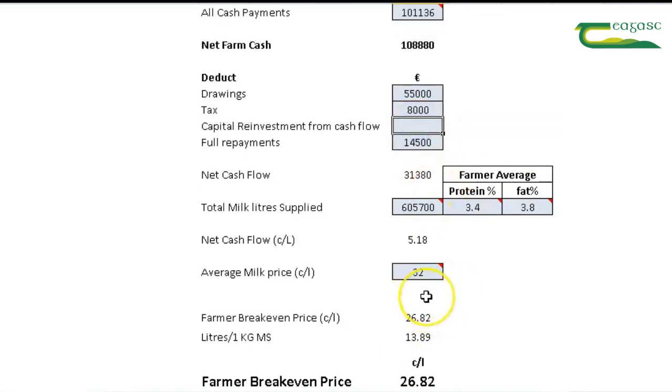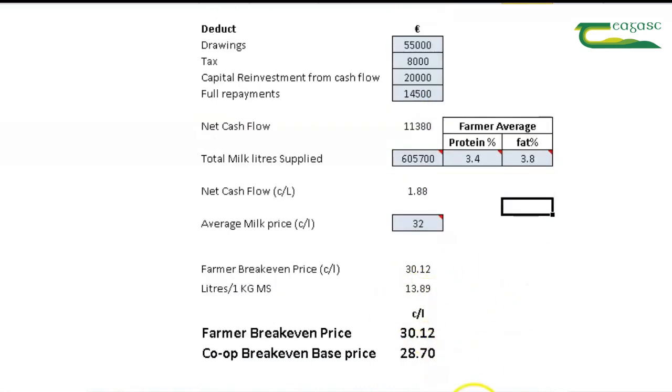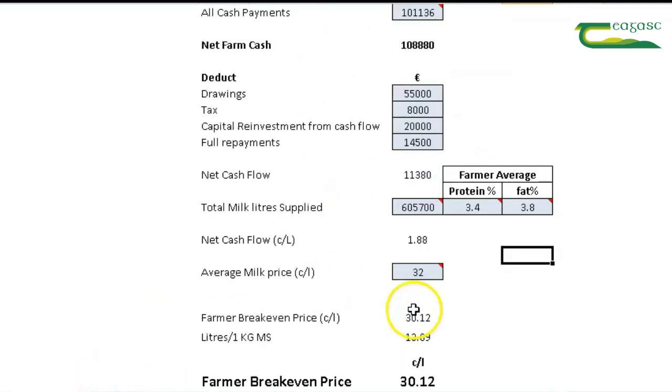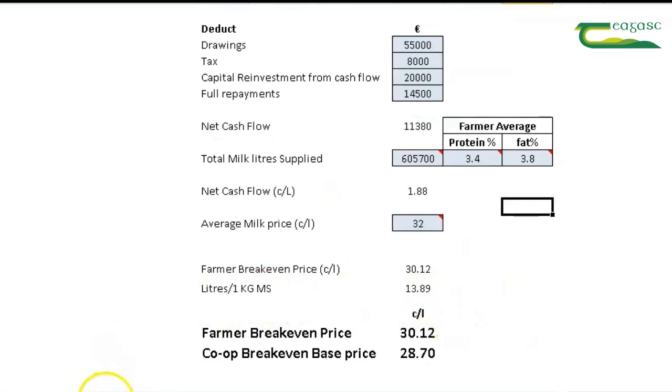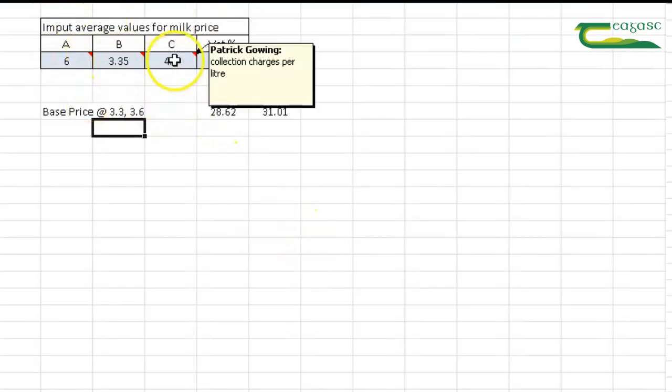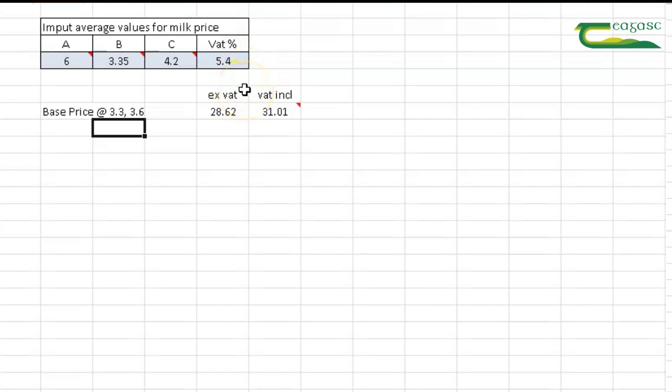If, for example, there had been money taken out of cash flow to do a capital reinvestment in the year, it will also increase the co-op break-even. So this calculator can be used in any year. And it's a very important thing to do to see where you are. The only thing that has to be changed from year to year is the value of the fat and protein, which you can get from your co-op milk statements. And for this example, it's set up at a base price for last year at 31.01 cents per litre.